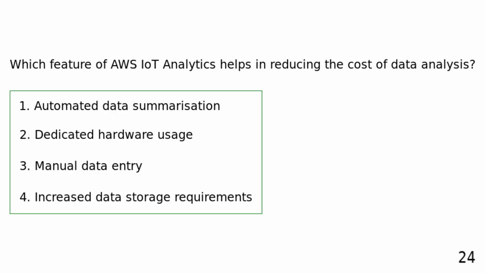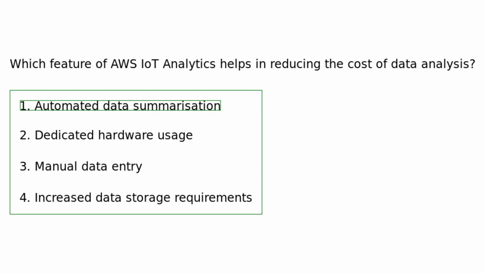Which feature of AWS IoT Analytics helps in reducing the cost of data analysis? Automated data summarization. Dedicated hardware usage. Manual data entry. Increased data storage requirements. Automated data summarization helps reduce the cost by minimizing the amount of data to be processed.